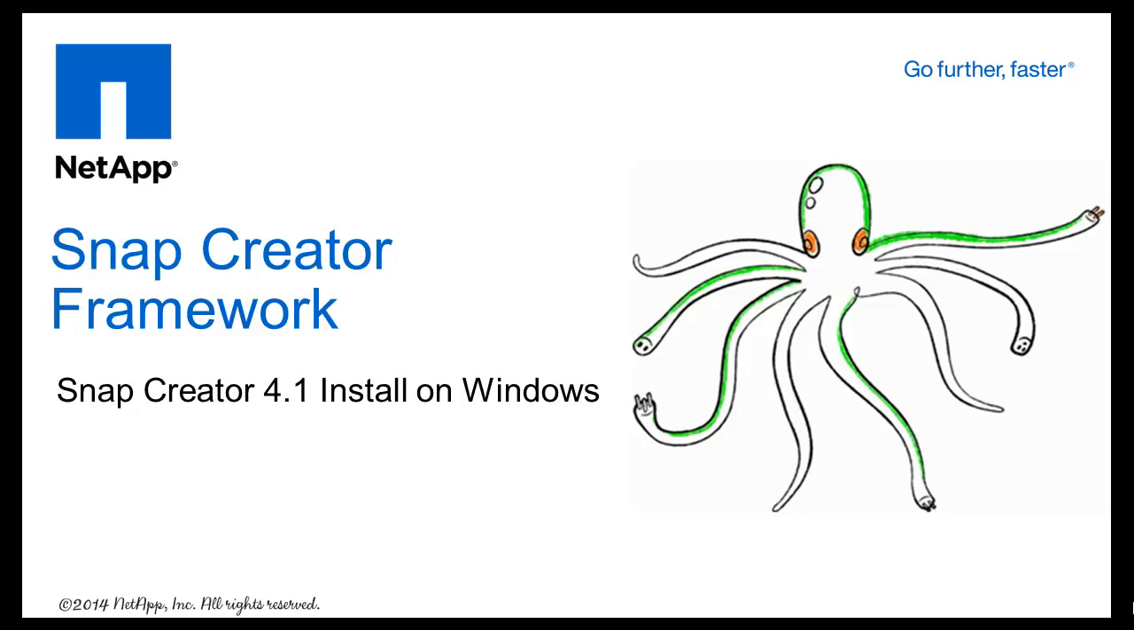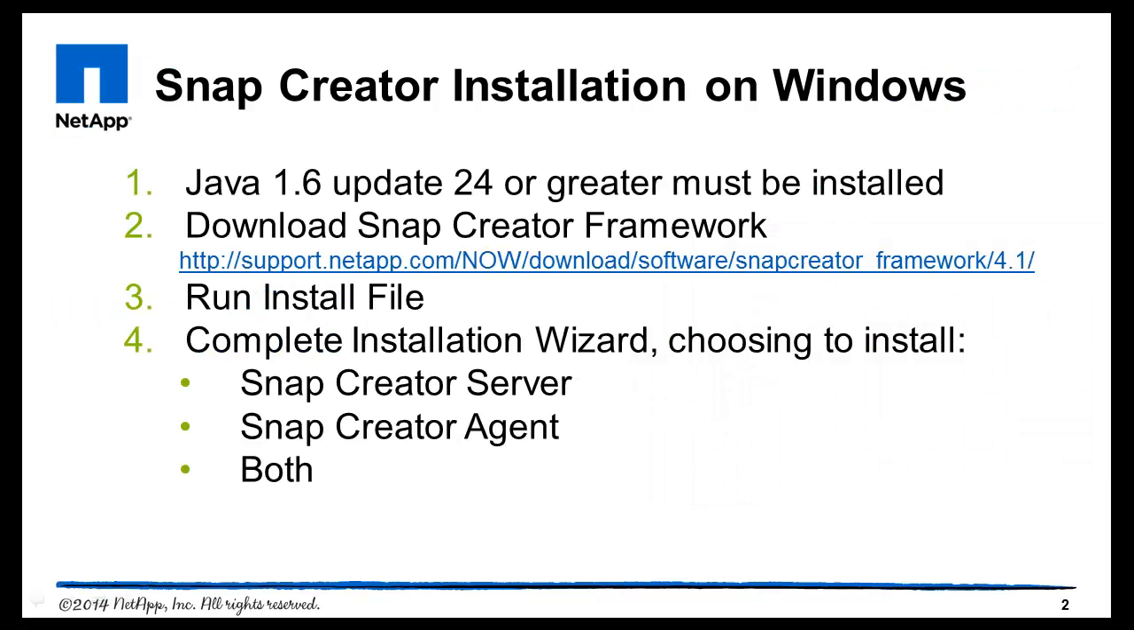Today we're going to discuss Snap Creator 4.1 installation on Windows. The installation steps for Snap Creator on Windows are pretty straightforward. Before installing Snap Creator, make sure that Java 1.6 Update 24 or greater is installed. Download the Snap Creator Framework installer package. Snap Creator can be downloaded from the NetApp support site.